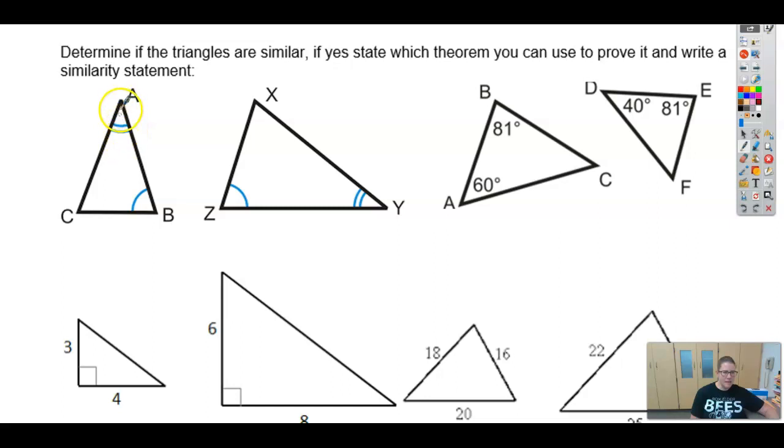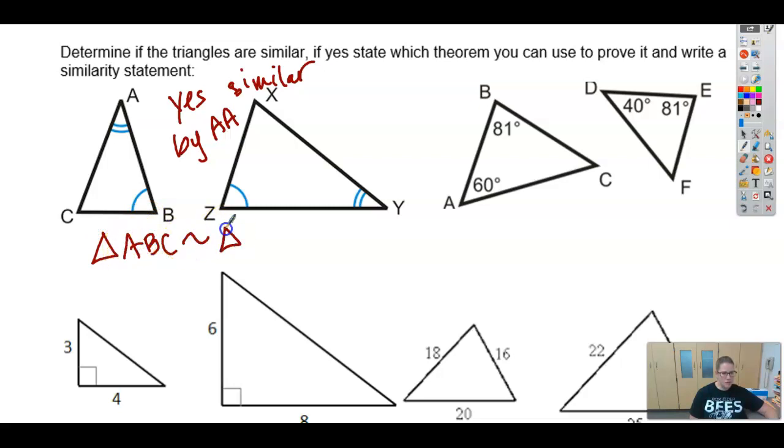On this one, I can see that angle A and angle Y are congruent, and also that angle B is congruent to angle Z. Because of that, I can say, yes, these are similar by which theorem? That would be the angle theorem. Now I just need to complete my similarity statement. I'm going to say triangle ABC is similar to triangle. A is congruent to Y, and then B goes toward the other congruent angle, Z. So it is similar to triangle YZX.